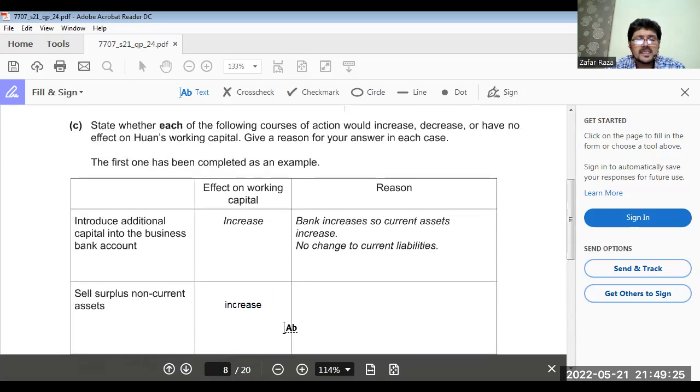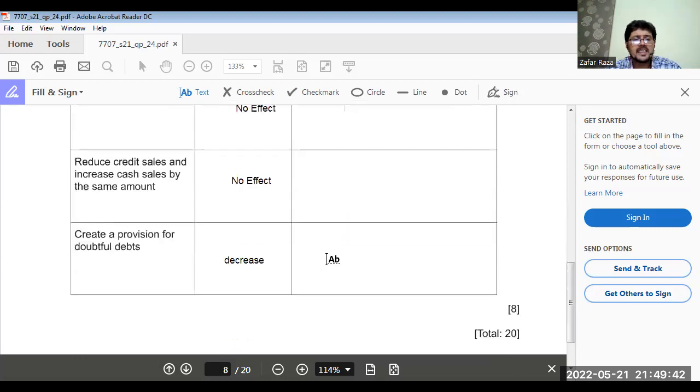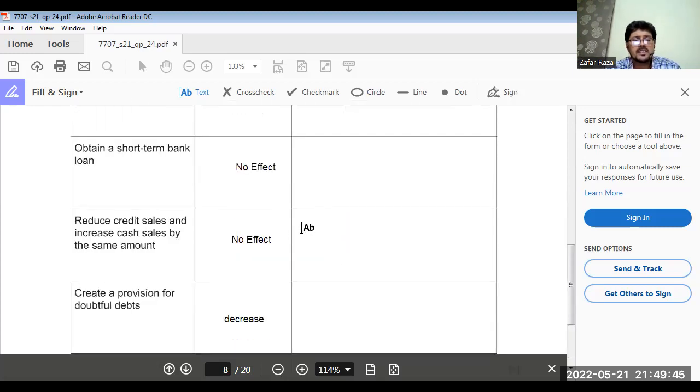Now you have to write the reason. Selling surplus non-current assets will increase your cash. Obtaining a bank loan will increase your cash and increase your liability by the same amount. Now, reducing credit sales means reducing accounts receivable and increasing cash. No effect on working capital. When you create a provision for doubtful debts, your trade receivables are going to decrease, and it means your total working capital is going to decrease. Okay, getting my point clear? Okay, right.